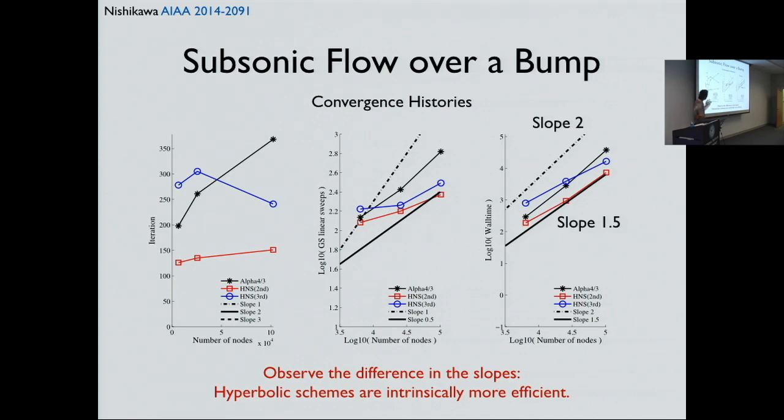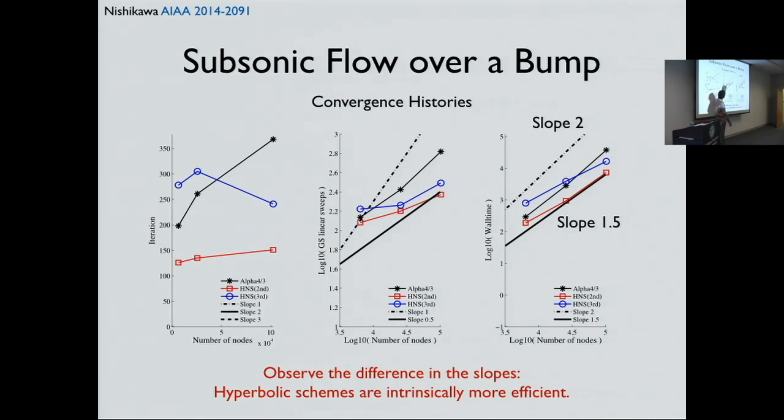Here's the iteration number versus number of nodes. The Hyperbolic Navier-Stokes second order scheme takes much fewer iterations. It has a better convergence rate. And in a way, we can understand this by the fact that we have this consistent Jacobian, and the conventional scheme relies on an inconsistent Jacobian. So this is the conventional scheme. This is a little bit strange result, but on a fine grid, it does require much fewer iterations.